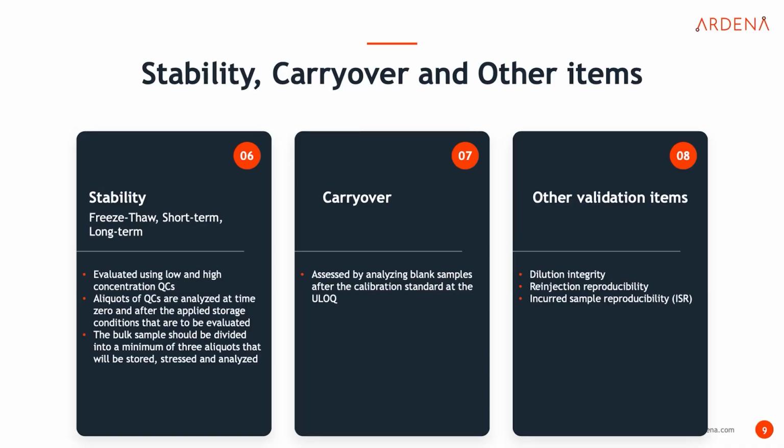And stability should be focused on the low and high concentration levels only, and you should evaluate the freeze-thaw stability, any short-term stability, and later on also the long-term stability. These QCs should also mimic your study samples, so they need to be prepared in bulk and should be aliquoted and stored in the freezer.